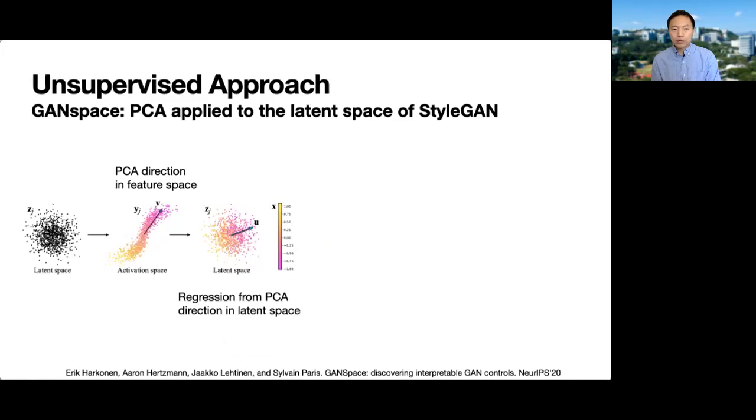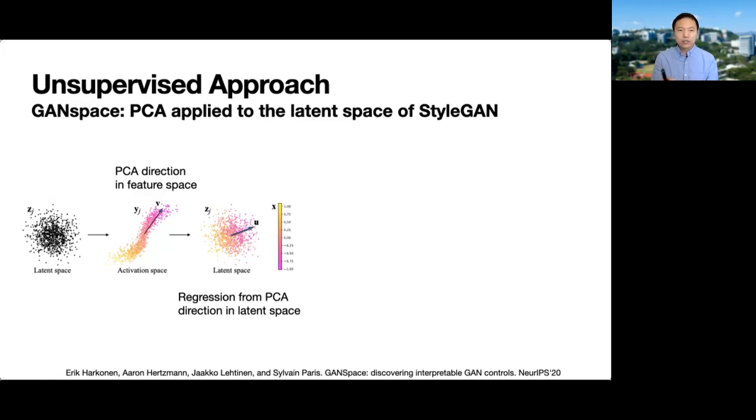Here is another work from Adobe, I think. They developed a method called GANSpace. Basically, this method applies PCA, the principal component analysis, to the latent space of StyleGAN. Starting from the latent space, they first generate a lot of images, then they collect the feature activations, then apply PCA to the feature activations. So it can identify some principal components for the feature activations.